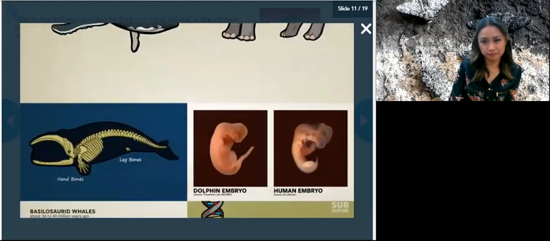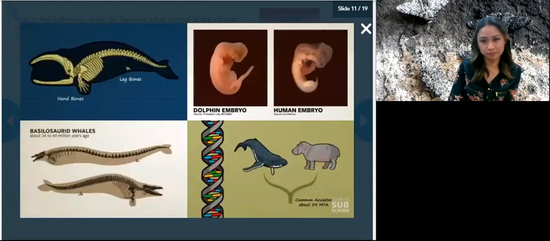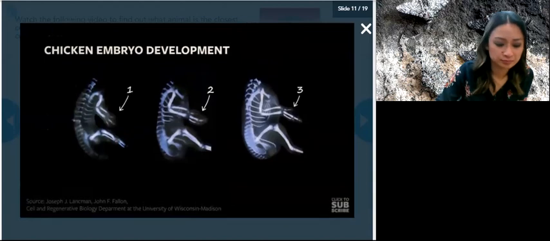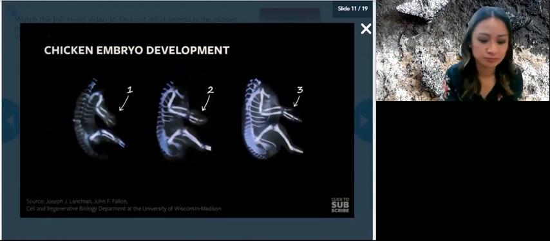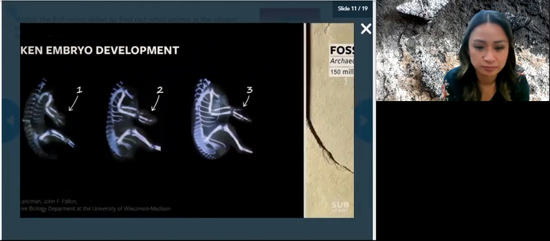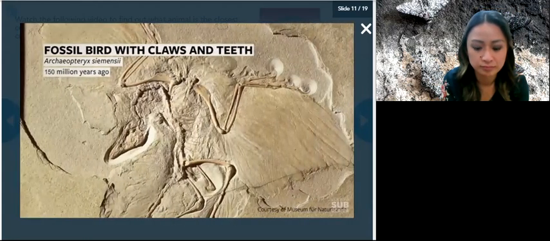So there you have it. Four independent lines of evidence all tell us the exact same story. Whales evolved from four-legged land mammals. But the history of whales is not the only evolutionary history that we've been able to work out. We know from fossils, DNA, embryology, and many other lines of evidence that bird wings are actually modified arms and claws. Birds evolved from dinosaur-like ancestors.